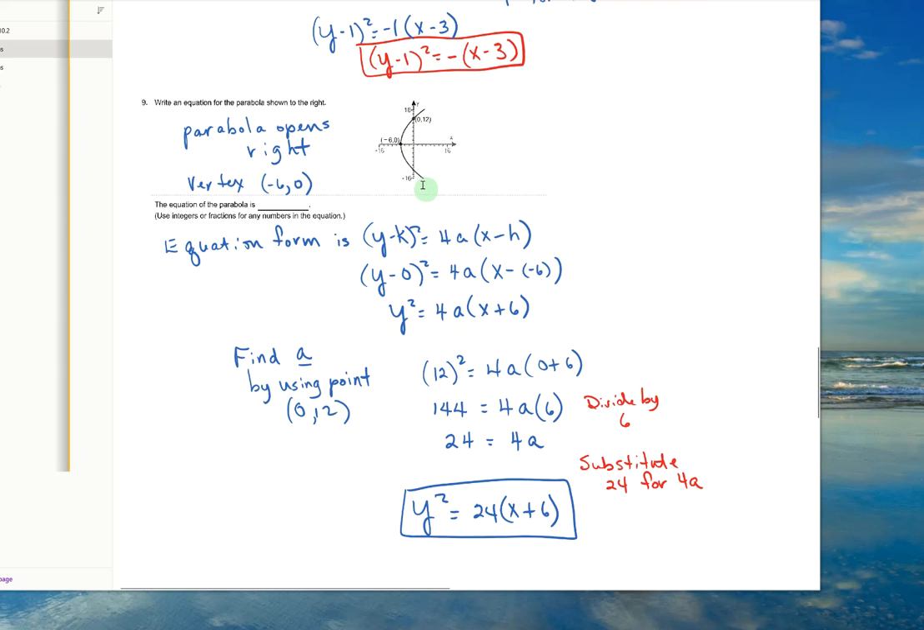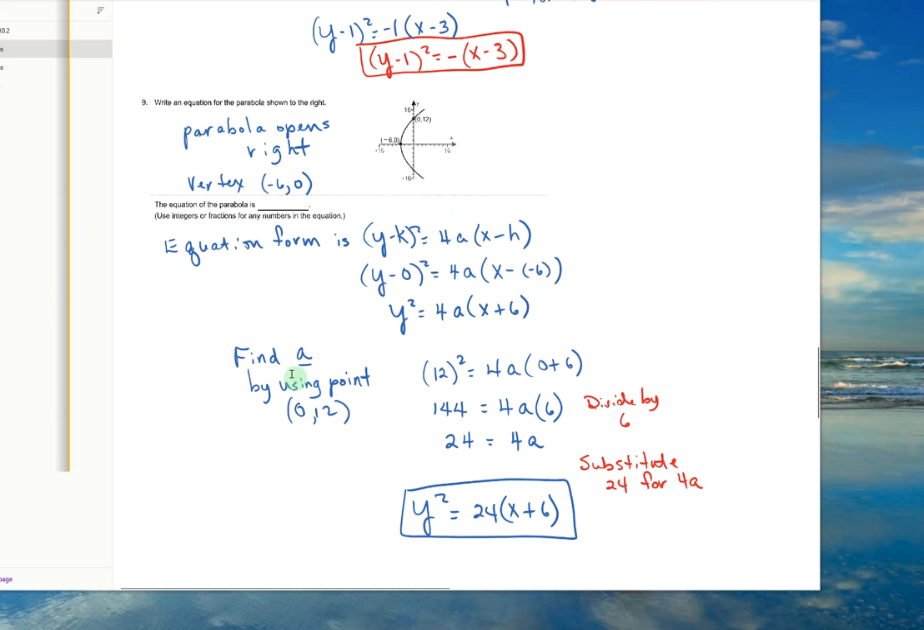This one opens to the right. The vertex is at negative 6, 0. So here is your form. We're going to plug in what we know. (y minus 0) squared equals 4a times (x minus negative 6). Cleaning that up, we get this.